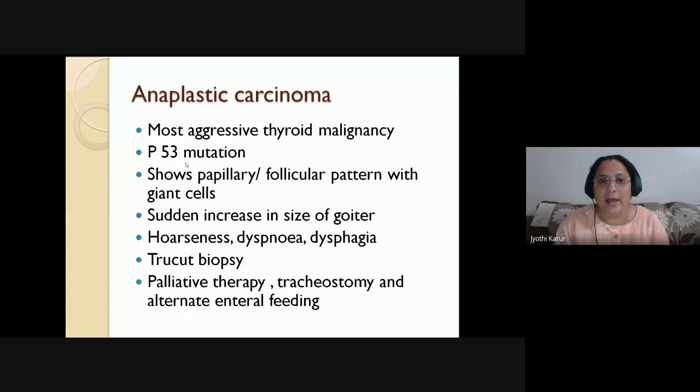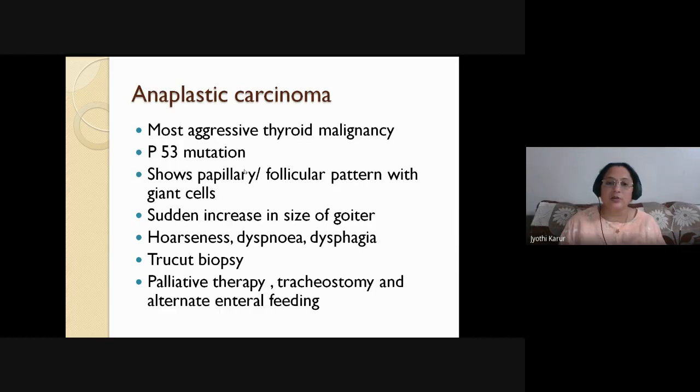Coming to the most aggressive carcinoma, that is anaplastic carcinoma. These patients will hardly survive. If you see one in clinics today, within 6 months, the person is no more. So these carry the worst prognosis. Why worst prognosis? Because it is the most aggressive thyroid malignancy, and because of the P53 mutation. So remember this mutation: for medullary carcinoma it is RET proto-oncogene, whereas for this it is P53 mutation.